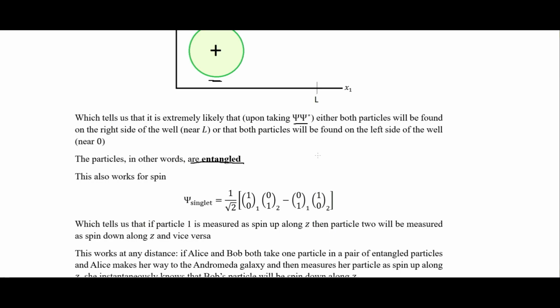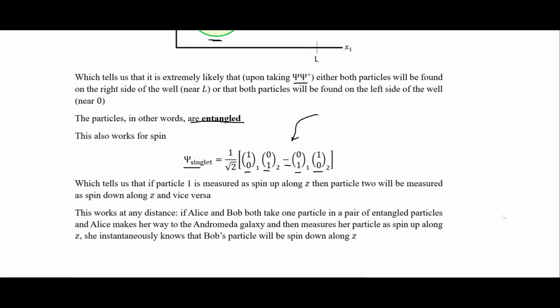This also works for spin as well. So we have spin that looks like this, and this would be the singlet state here, which means we have the negative sign right there. But what's important is that we have the first particle spin up, second spin down, or we can have the first particle spin down and second spin up. So they are correlated, or I guess what you might call anti-correlated. Which tells us that if particle 1 is measured as spin up along z, then particle 2 will be measured as spin down along z, and vice versa.